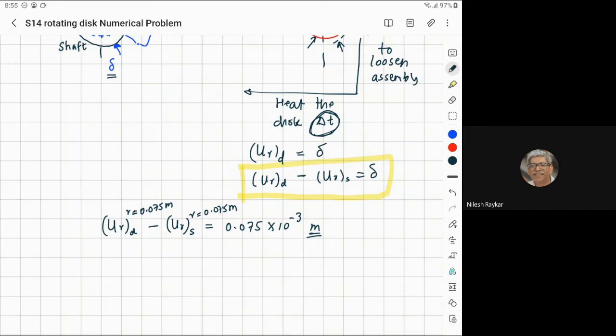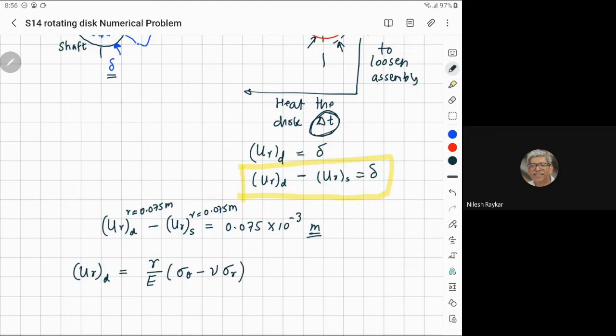Okay, so let's proceed with this direction. Now let's first take the UR of disk. This would be given as r divided by E multiplied by sigma theta minus nu times sigma r.